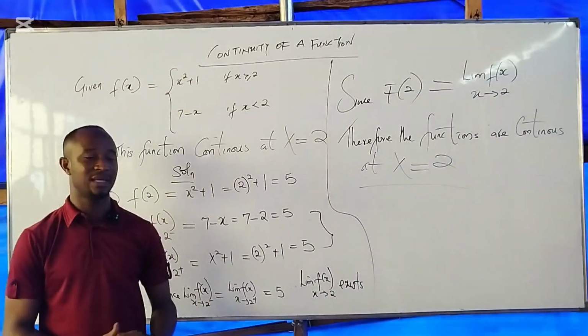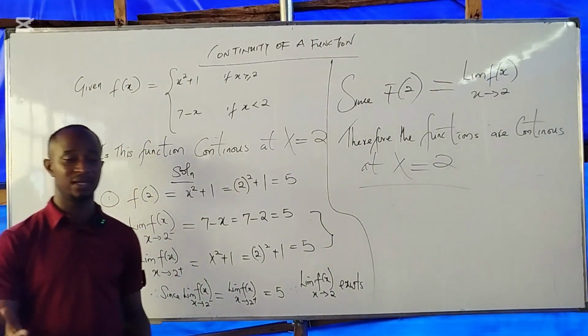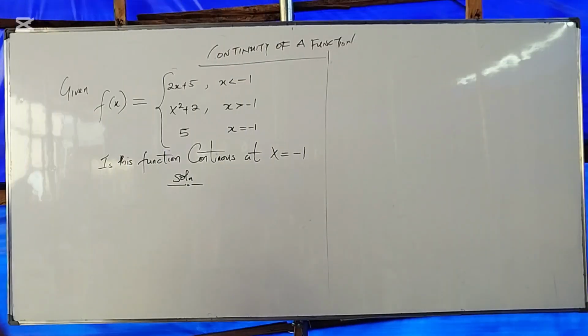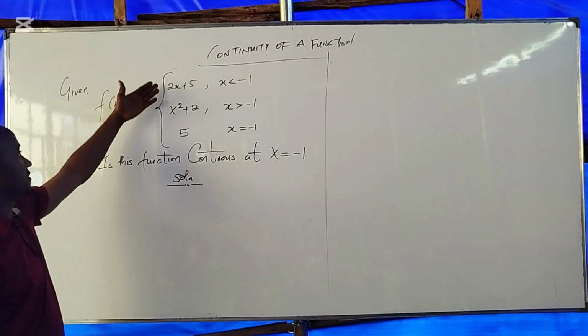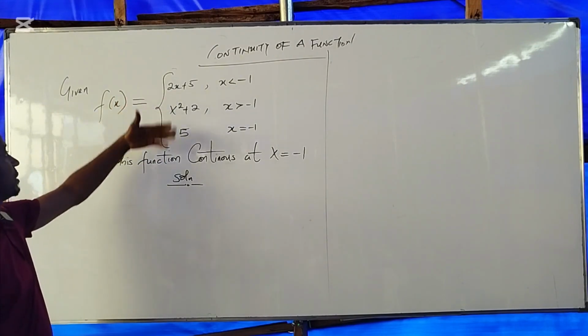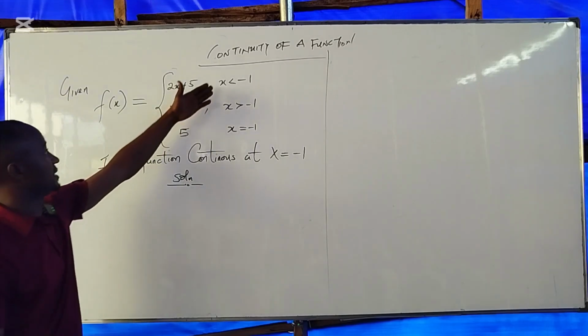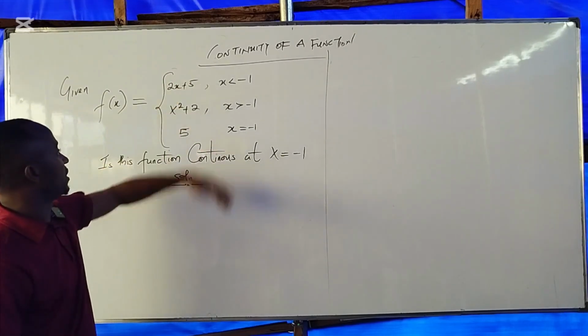Wow. Now let's look at another example on this, then we'll proceed to more complex examples. All right, guys, so let's see example 2. The second example here, we are given our f of x, and we are given the various functions. Here we have 2x plus 5, x squared plus 2, and we have 5. Then this is the point of x.